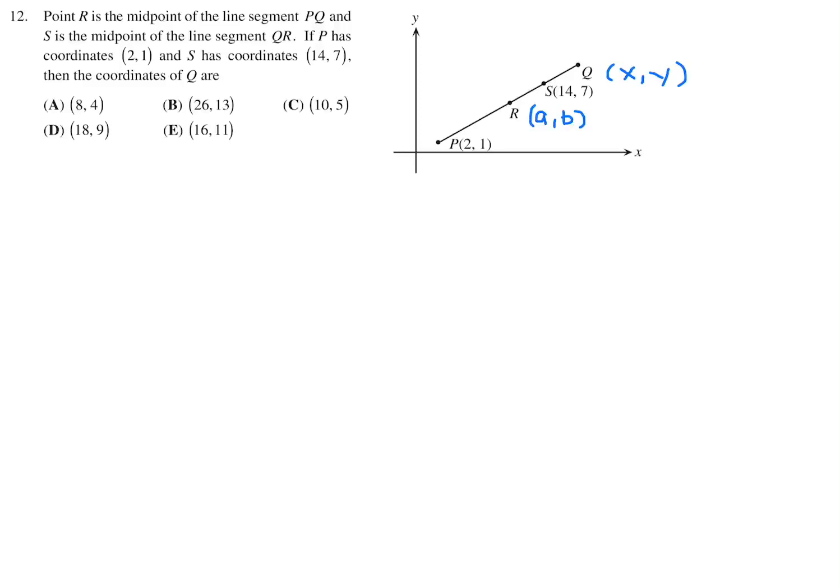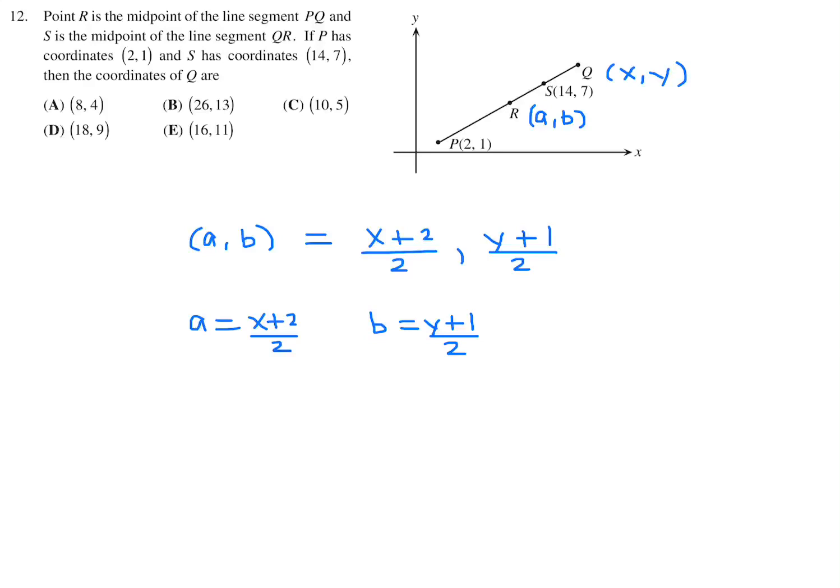So now let's work with the information they give us. They tell us that R is the midpoint of PQ, correct? So that means that AB can be calculated by using the other 2 points, which are in this case P and Q. So you remember how to calculate the midpoint? You take the 2 points, add them, and divide by 2, right? So it basically becomes x plus 2 divided by 2 and y plus 1 divided by 2, like that. So A is x plus 2 over 2, and B is y plus 1 over 2.